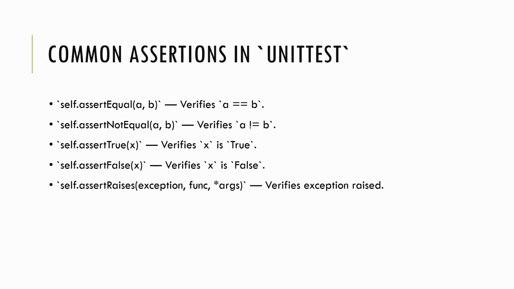Unittest provides several built-in assertions to check conditions. assertEqual(a, b) checks if a equals b. There's also assertNotEqual(a, b) to check if two values are not equal. assertTrue(x) and assertFalse(x) to check boolean values, and assertRaises to ensure that a certain exception is raised during execution.